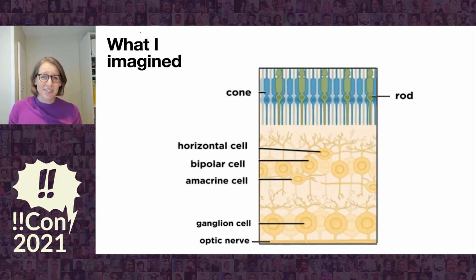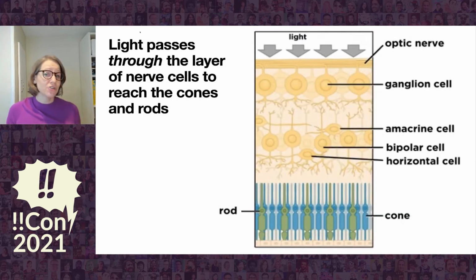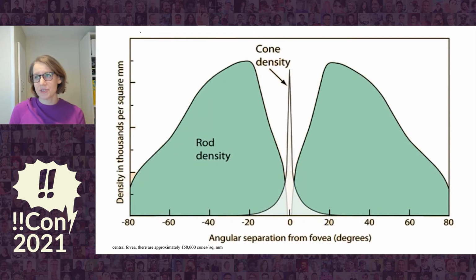I also had imagined, and oftentimes you'll see it oriented this way in papers or books, that the cones and the rods were the thing the light was hitting first. Turns out that's upside down, and the light actually is passing through this layer of nerves and nerve cells before it gets to those photoreceptors.